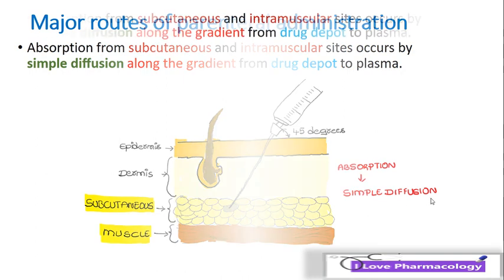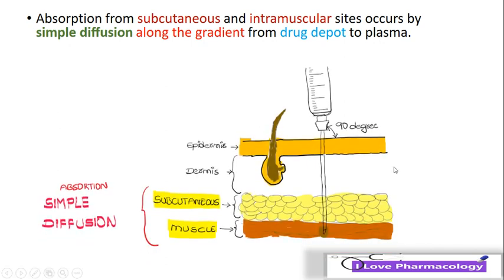One more diagram shows the intramuscular route of administration, where the drug is injected into the muscles at an angle of 90 degrees. Here you can see the drug is deposited in the muscle and injected at an angle of 90 degrees to the skin. Don't forget that for both the subcutaneous and intramuscular routes, the absorption is mainly through simple diffusion.